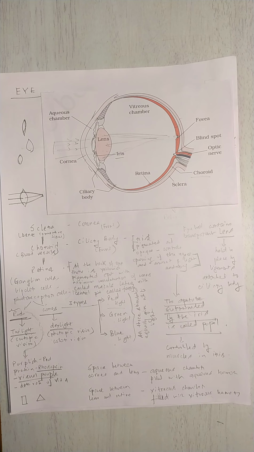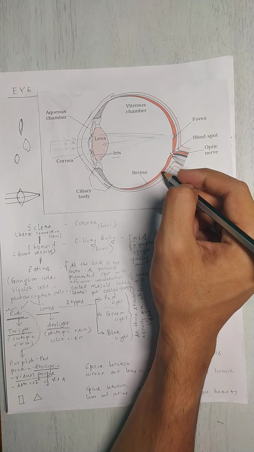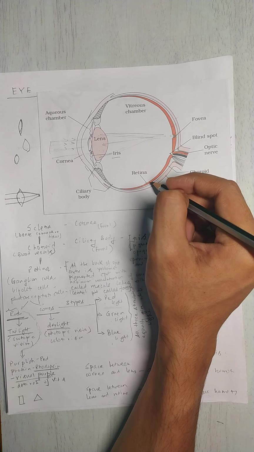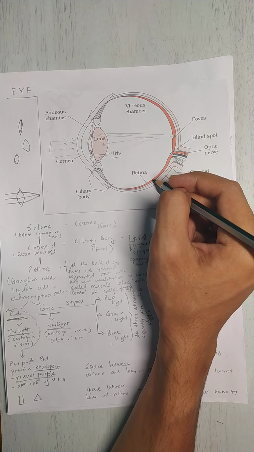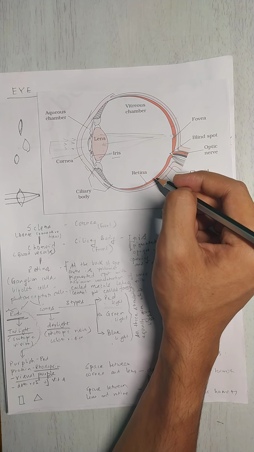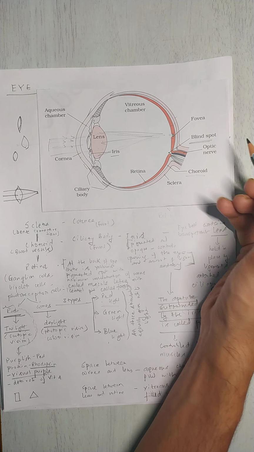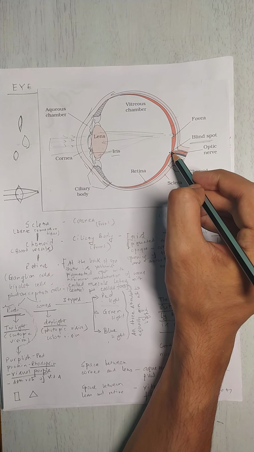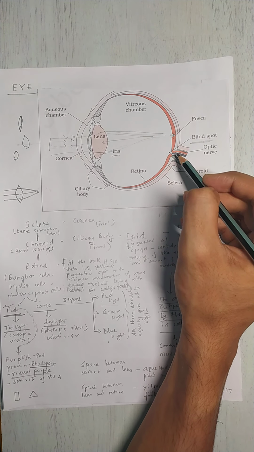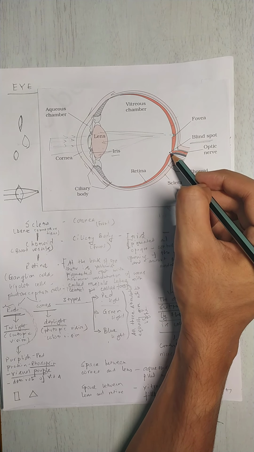So even very small amounts of light can trigger these rod cells and help us to have some sort of vision of our surroundings. Okay, then another thing that you see in the eye is known as the blind spot. The blind spot is basically a gap in the retina. This is the point where the optic nerve leaves the eye.